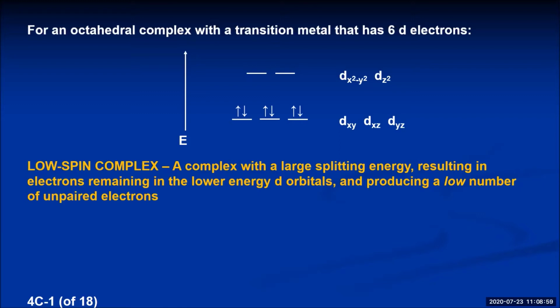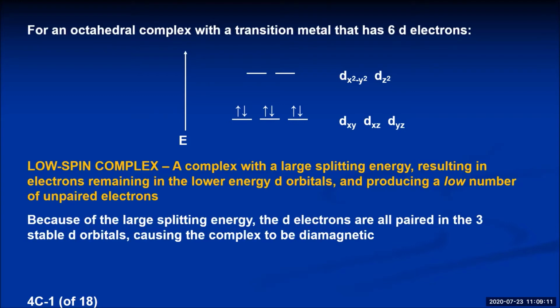Other things will have unpaired electrons and will only become magnetic if you put them in a magnetic field. Those are called paramagnetic. But if you have a material with no unpaired electrons at all, we would call that diamagnetic, and that's what's happening here. Because of the large splitting energy, the d electrons are all paired in the 3 stable d orbitals, causing the complex to be diamagnetic.